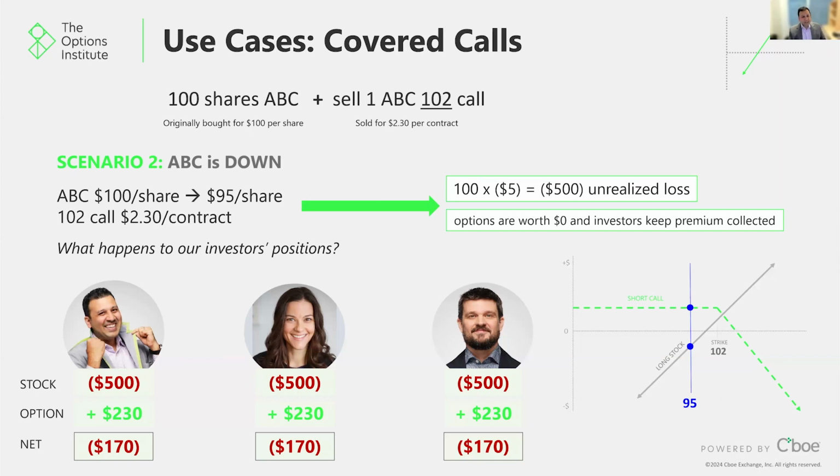I think we have a small typo here. The net loss should be 270, right? But you guys get the point, right? That you would have had a $500 loss if you didn't have the short calls. The short calls give you a $230 premium, and it helps buffer the loss. So your net loss at the end is $270.